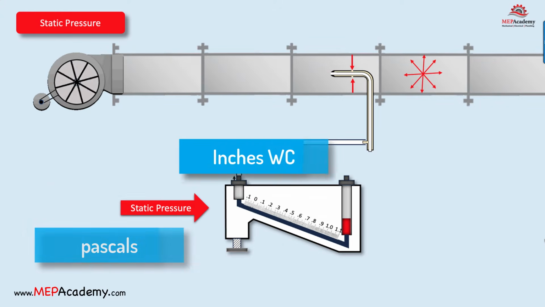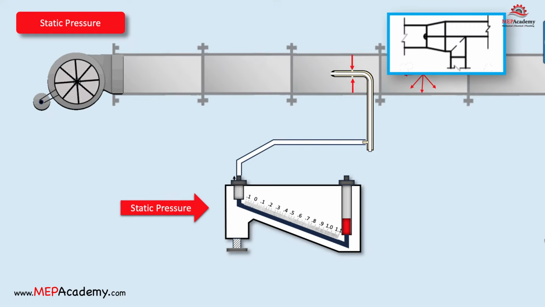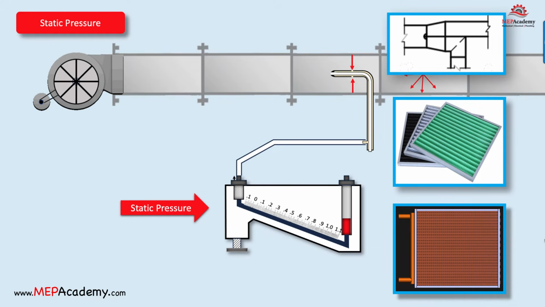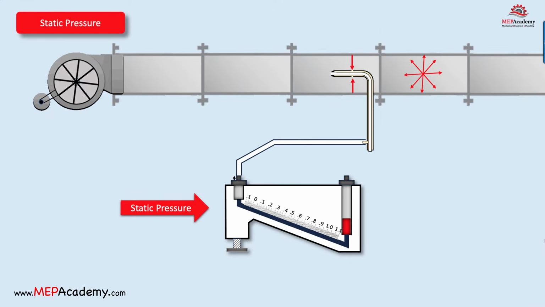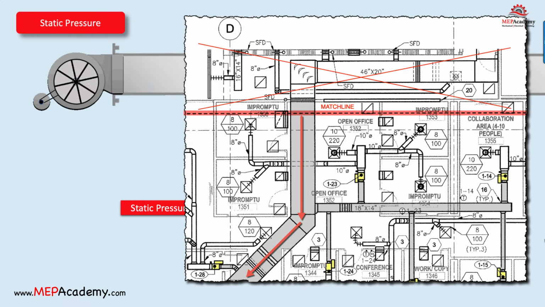Air encounters resistance as it moves through the ducts, filters, coils, and other components. This resistance generates static pressure. When choosing a fan for an HVAC system, consideration must be given to the static pressure the fan must overcome to deliver the required air to the space. The layout and design of the ductwork, including bends, transitions, and fittings, can contribute to static pressure.